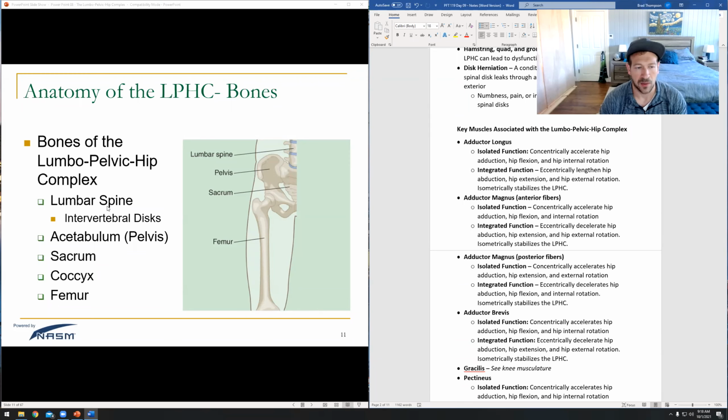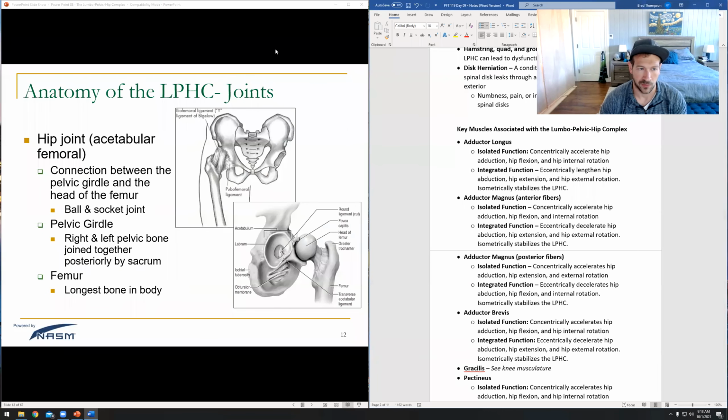So lumbar spine and all the discs associated with that, we call those your intervertebral discs. And then we get your acetabulum, that's the actual pelvis, sacrum, coccyx, and then the femur is the big long bone that's sort of moving around. So the big joint that we're going to spend most of our time talking about today is that acetabulofemoral joint.